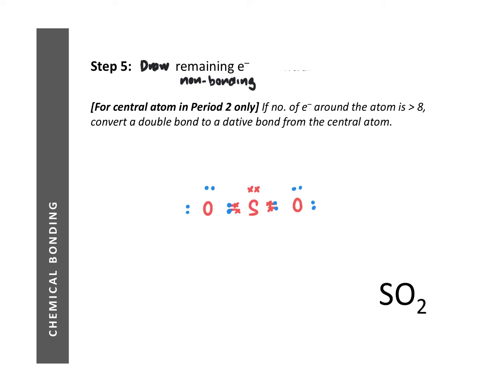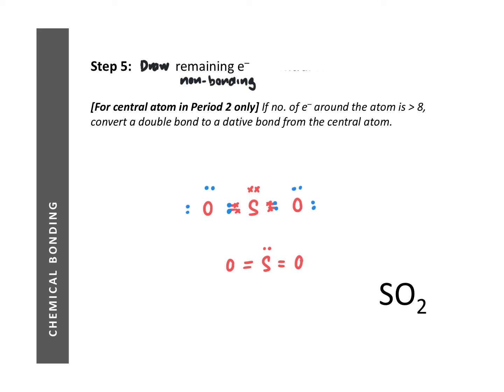We can also represent sulfur dioxide in something called the Lewis structure, where we simply show the bonds present in sulfur dioxide as well as the lone pair on the central atom. So this is called the Lewis structure, which is a simplified dot and cross diagram for sulfur dioxide.